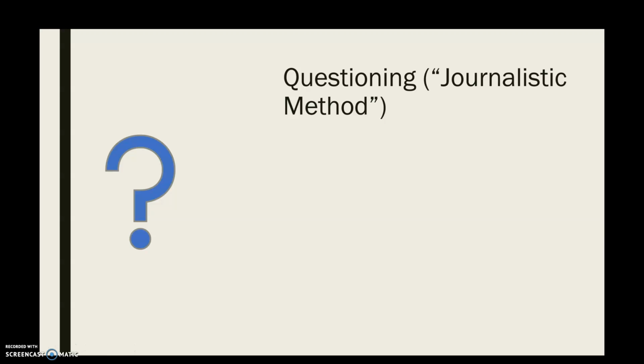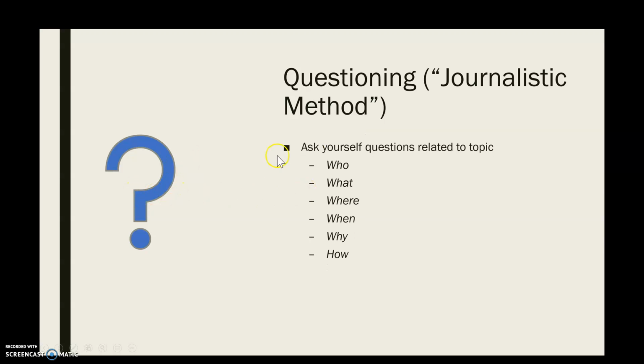Questioning is another method, and this works well for speeches because it's already geared toward writing for an audience. It's also known as the journalistic method, and it's when you ask yourself questions related to the topic. So, who am I writing this for? What am I writing about? Where did the event take place? When did it take place? Why did it take place? How did the event come about, if you're writing about an event?